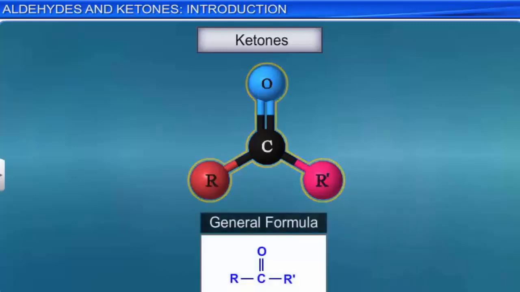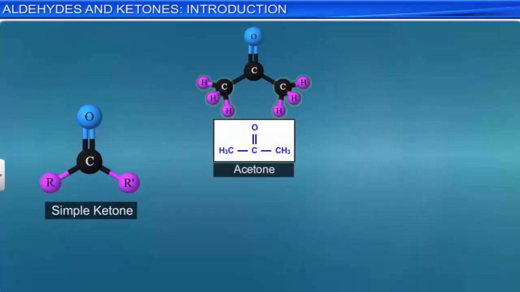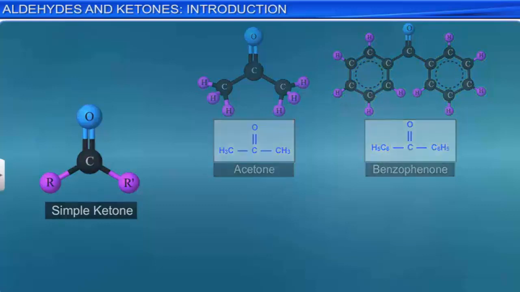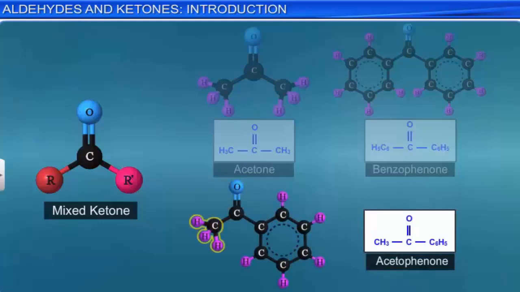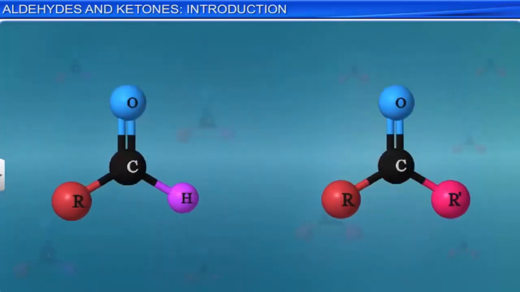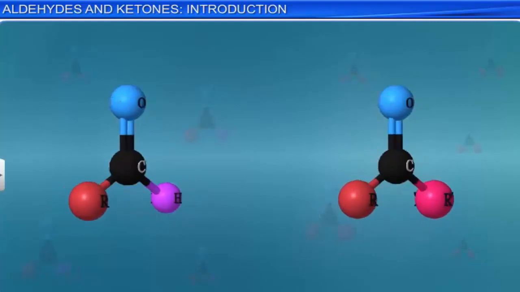For example, acetone represents a simple ketone where both R and R' are the same. That is, CH3. Benzophenone, where both R and R' are C6H5, also represents a simple ketone. On the other hand, acetophenone, where R is a methyl group and R' is a phenyl group, represents a mixed ketone. Due to this difference in the nature of the groups attached to the carbonyl group, in aldehydes and ketones, their reactivity is different. For example, aldehydes oxidize with ease as compared to ketones.